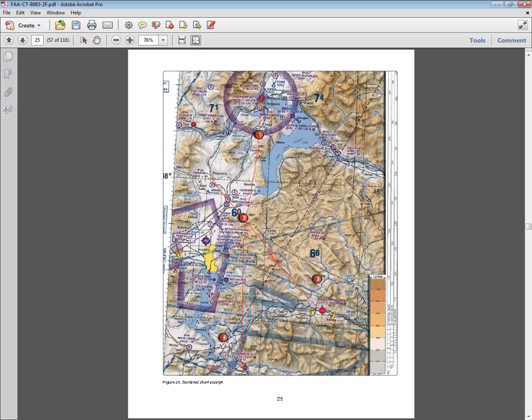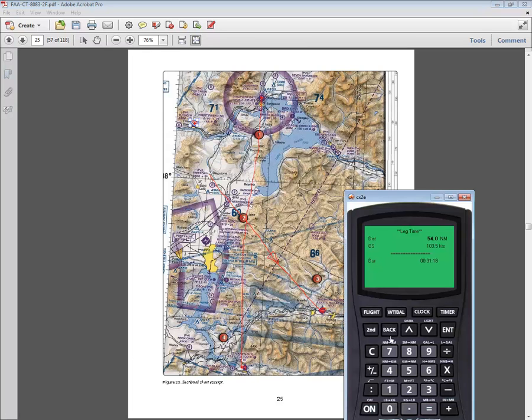Question 15, determine the magnetic heading for a flight from St. Maries Airport to Priest River. I'm not going to do the whole question this time. I've done this one quite a few times. Just to remind you, what you do here is measure the direction from St. Maries up to Priest River, over here. All right, so we're going to measure from St. Maries to Priest River.